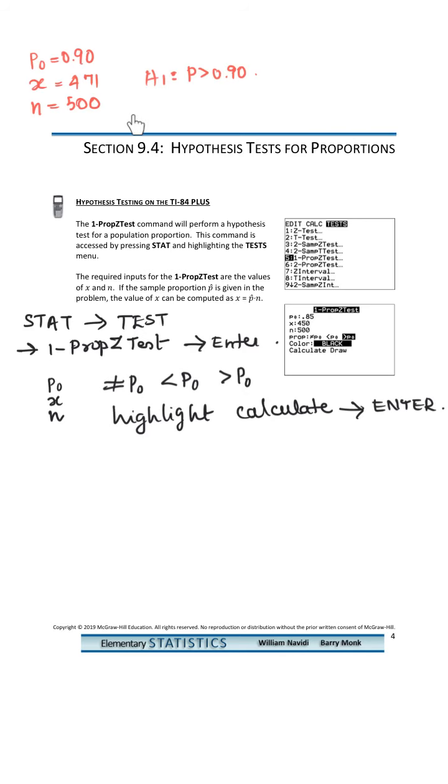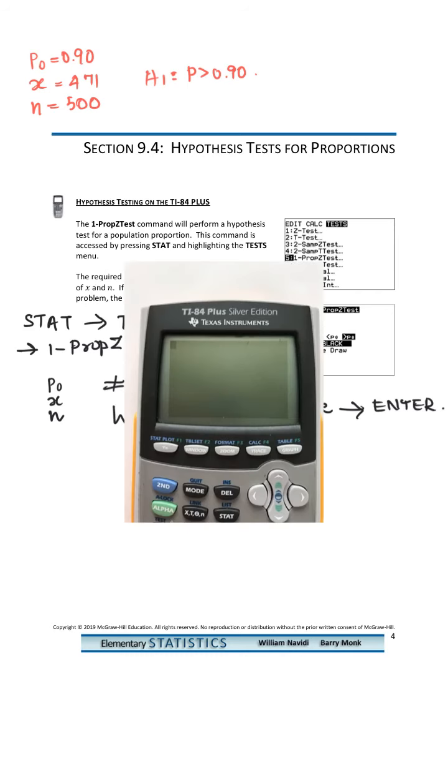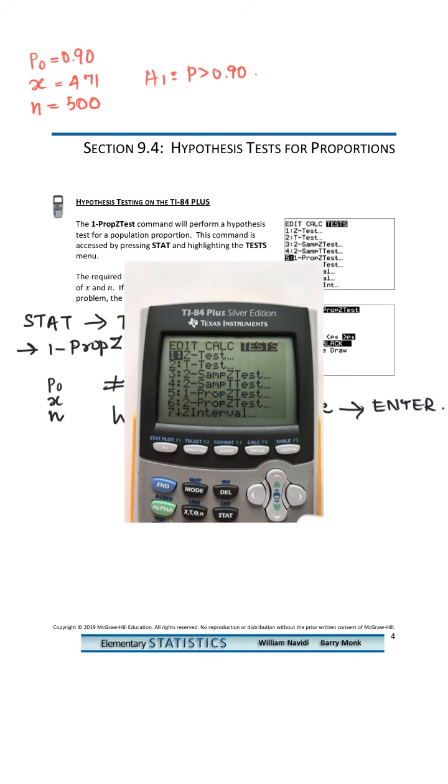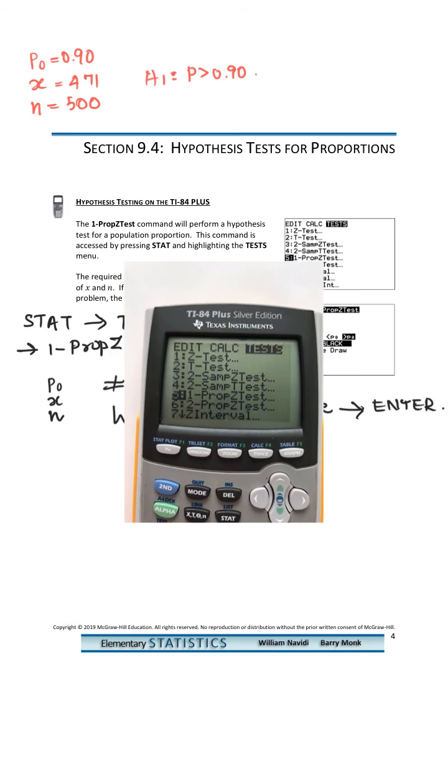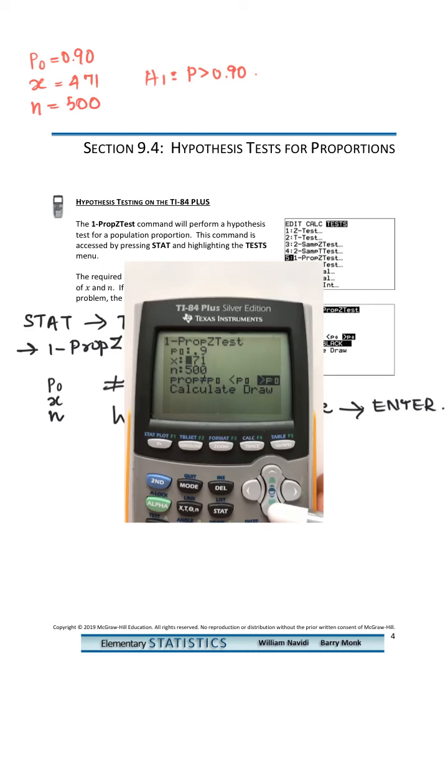We are going to use these values from the previous example and use the calculator to find the p-value. First press stat, test, and select option 5, 1-PropZTest. p0 is 0.9, x is 471, n is 500, and for the alternative hypothesis select greater than p0. Then calculate, so use the arrow key and calculate.